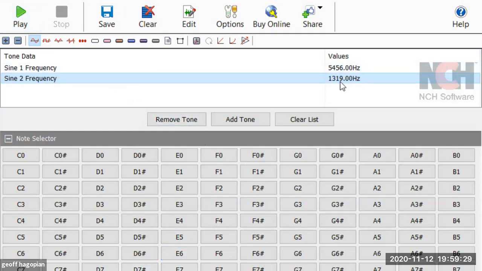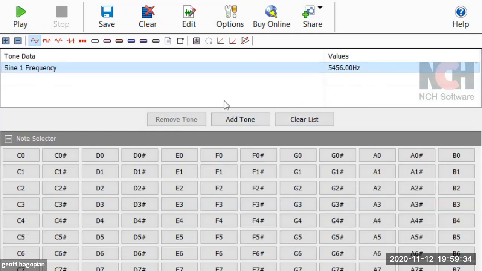So let's get rid of one of these frequencies, shall we? Remove tone, remove tone. Okay, I want to edit. Okay, I guess we have to have at least one tone. So that's very high. Can we change that to something not quite so high? How about 400? 400 hertz. I think that's the A below middle C. Yeah, that's the A below. All right, that's not quite sure what I'm hearing.